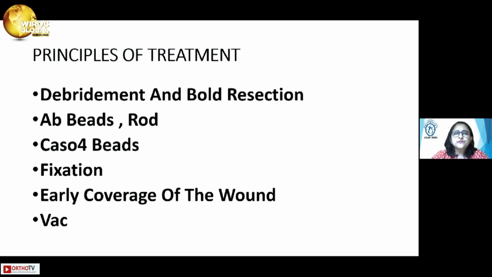So the principles of treatment of chronic osteomyelitis are thorough debridement, bold resection of dead tissues, insertion of antibiotic impregnated cement beads or even intramedullary rod. Calcium sulfate beads nowadays are quite useful. Fixation of pathological fracture when it is there. And of course, early coverage of the wound, vacuum assisted closure if needed.